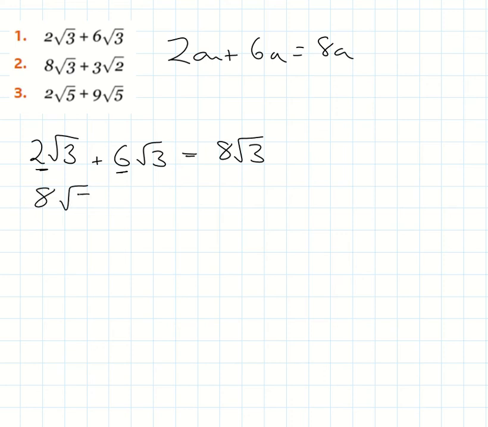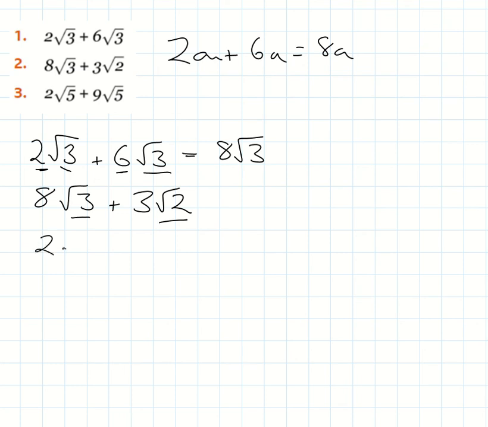We've got 8 root 3 plus 3 root 2. Now, in the previous example, I had the square roots the same. And I need that in this case, and they aren't the same. So that is as simple as it gets. We cannot add these two together. Let's have a look at the third example.